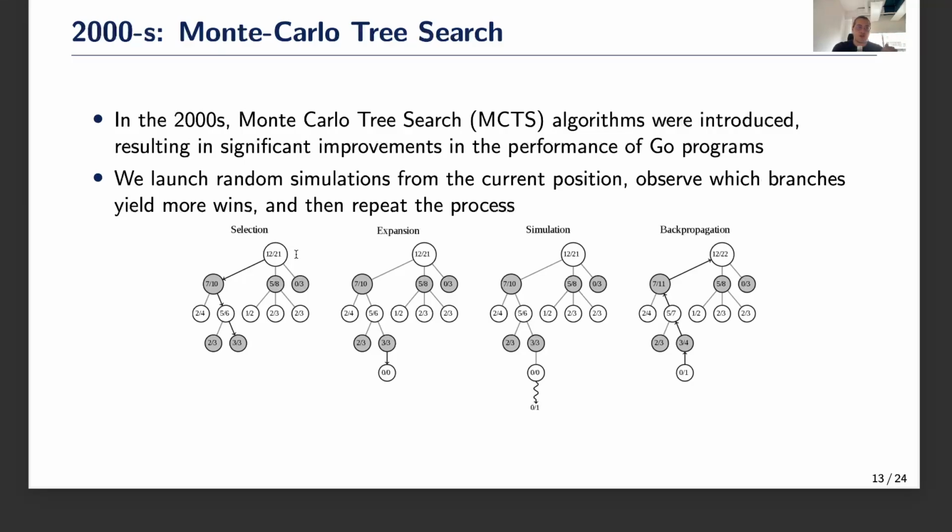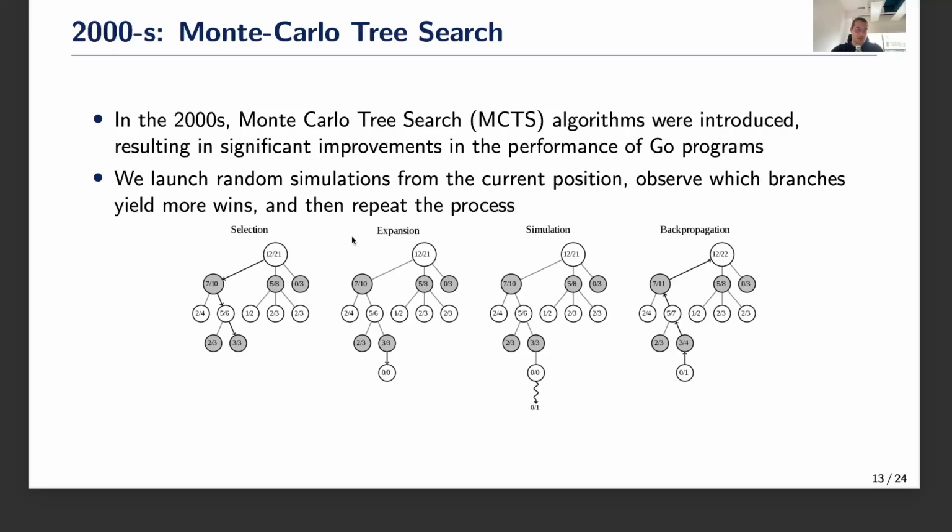Instead of searching the whole tree, sample random games, which we call simulations or rollouts, from the current position, see what works well and prefer those branches next time. Over time, this creates a search policy that focuses on promising actions while ignoring weaker ones. This is very different from traditional alpha-beta search, and this method consists of 4 steps, which you can see here: selection, expansion, simulation, and backpropagation.